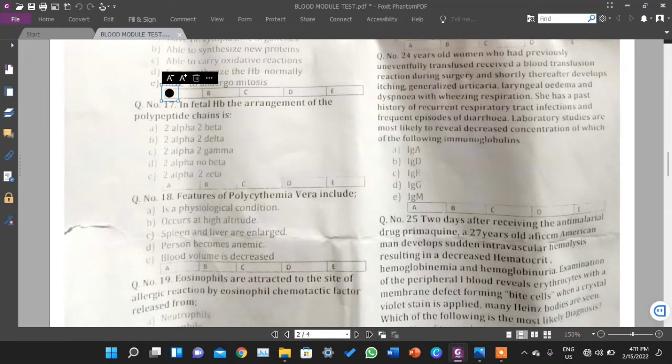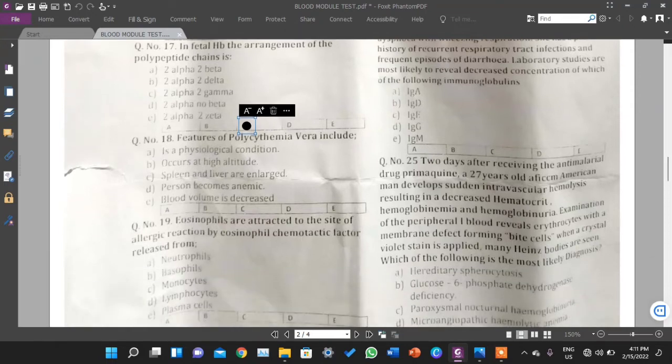Now question number 17, in fetal hemoglobin, the arrangement of the polypeptide chains is 2 alpha 2 beta, 2 alpha 2 delta, 2 alpha 2 gamma, 2 alpha no beta, or 2 alpha 2 zeta. It's going to be option C, because fetal hemoglobin, or HbF, contains 2 alpha chains and 2 gamma chains. Question number 18, features of polycythemia vera include: is a physiological condition, occurs at high altitude, spleen and liver are enlarged, person becomes anemic, blood volume is decreased.